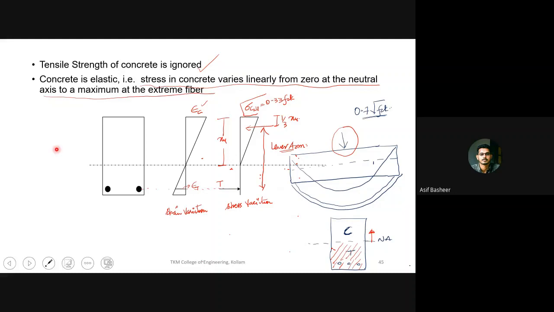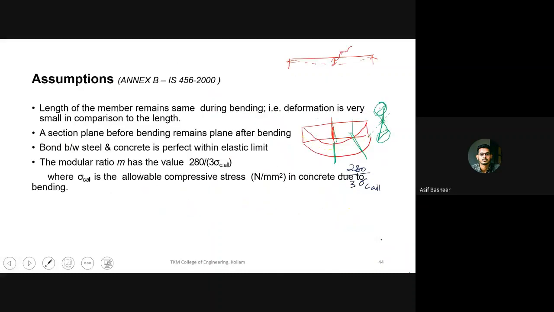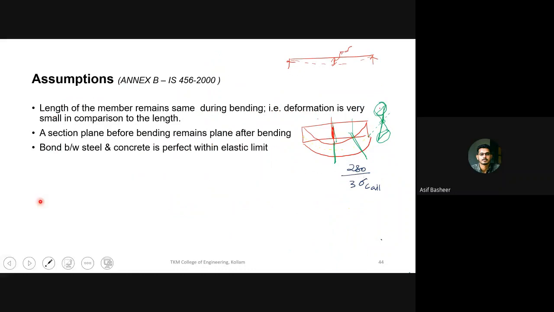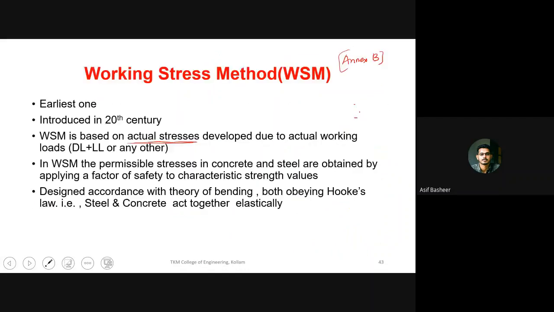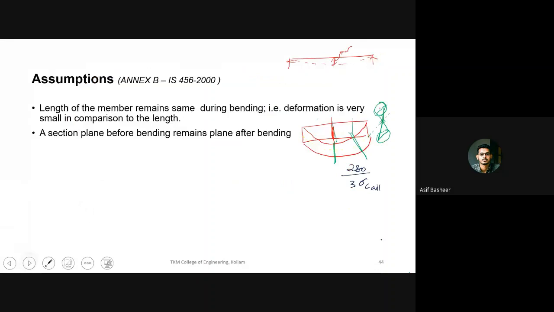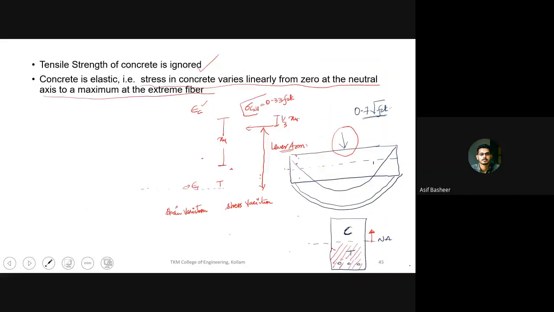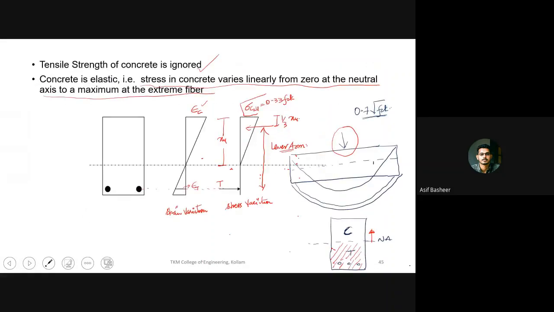the allowable stress is what you can see here, the allowable in WSM. In WSM, the permissible strength of concrete and steel is obtained by applying a factor of safety, which means we will reduce the strength of the material to a larger extent, and that is your sigma C allowable, which is given by your IS 456 as approximately 0.33 FCK.